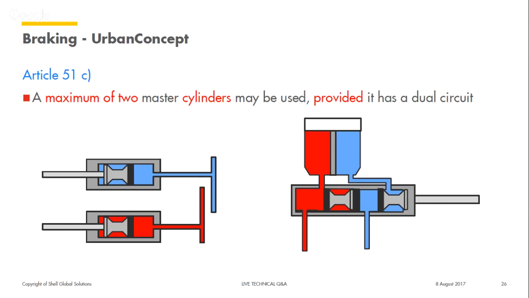Next slide. And regarding brakes for urban concepts, we have seen in the past some teams using even up to 4 cylinders for their brakes. So that is not allowed. We will allow a maximum of 2 master cylinders for the 2 separate circuits. And you can, of course, use a single master cylinder, provided it has a dual system circuit. Okay, so that's shown in the picture there, right? So please do not have more than 2 master cylinders.